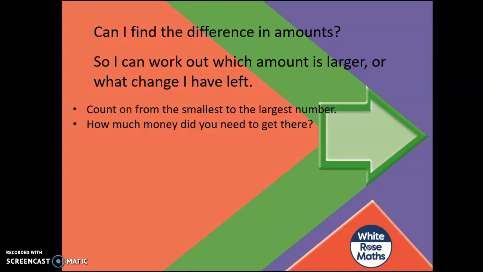What's the difference? Now, to count the difference or find the difference, you count on from the smallest to the largest number. So for example, if we had the difference between 35 and 40p, I would count from 35 to 40. So we would have 36, 37, 38, 39, 40. And if you counted that with your fingers, that would show you a difference of 5p. So it's starting from the smallest, counted to the largest.